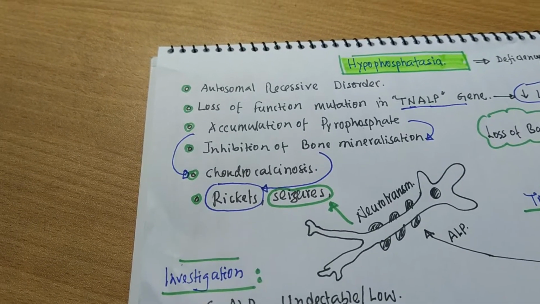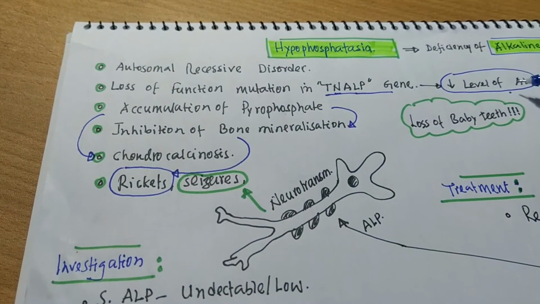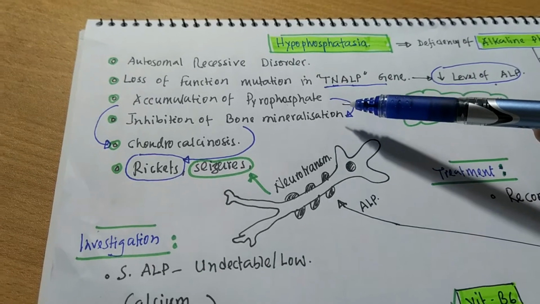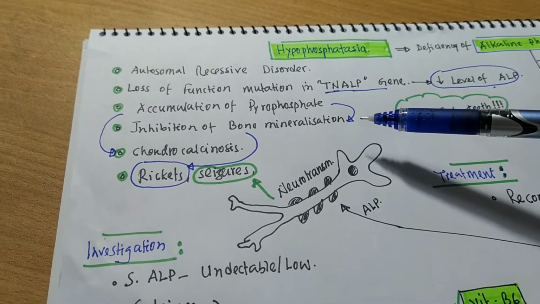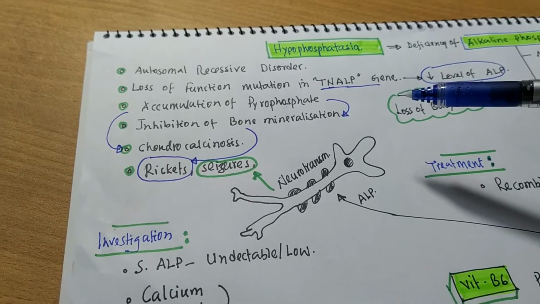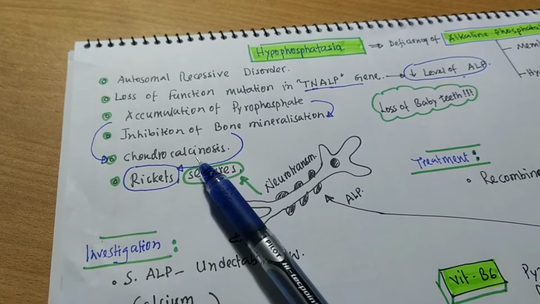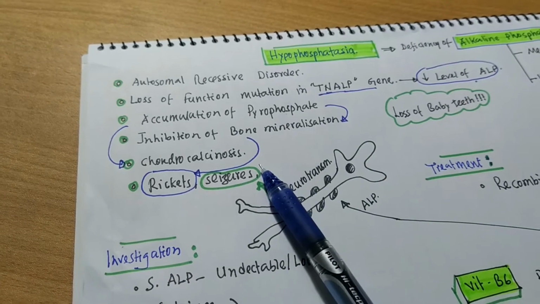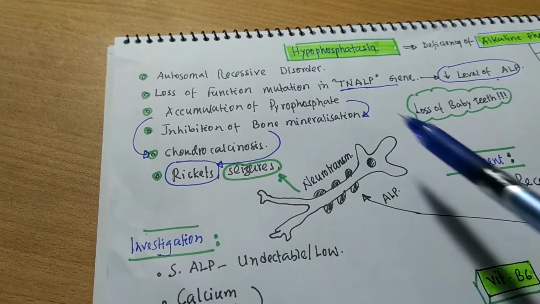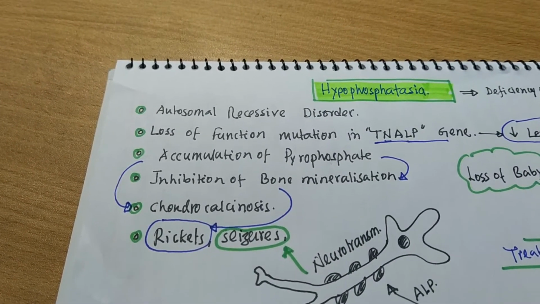And here, due to decreased activity of alkaline phosphatase, the pyrophosphate is deposited, and this deposited pyrophosphate inhibits the formation of hydroxyapatite, that means it inhibits the bone mineralization. So bones become very soft, and also there is calcification of cartilage, that is called chondrocalcification. Okay, so as a whole, the condition presents as rickets and chondrocalcinosis.